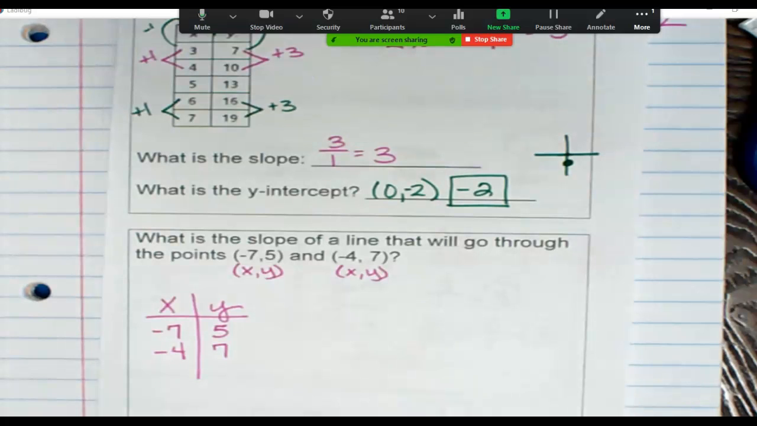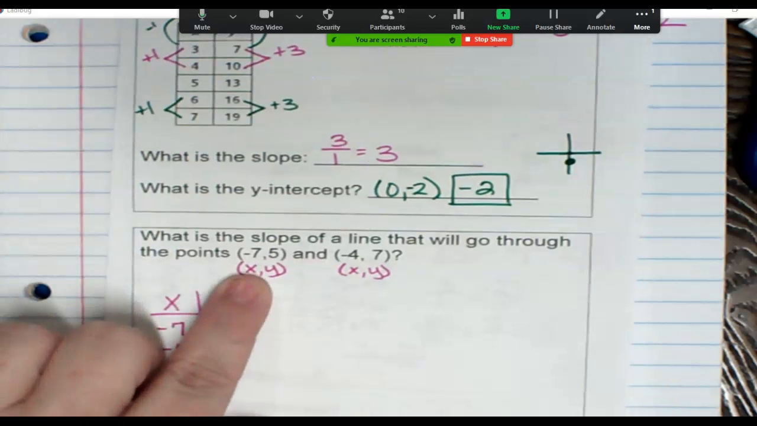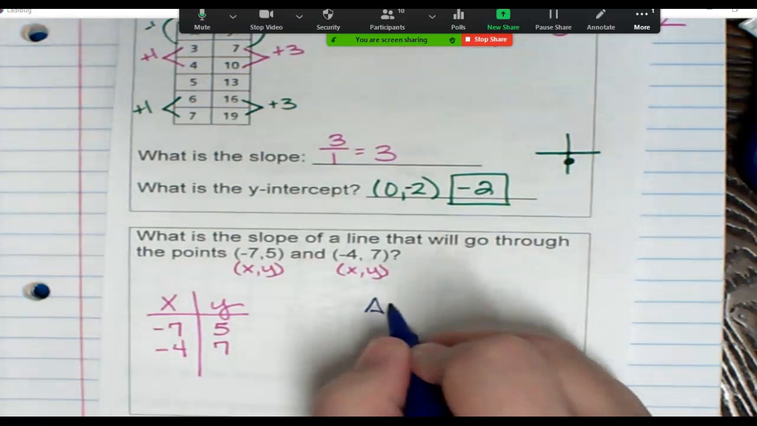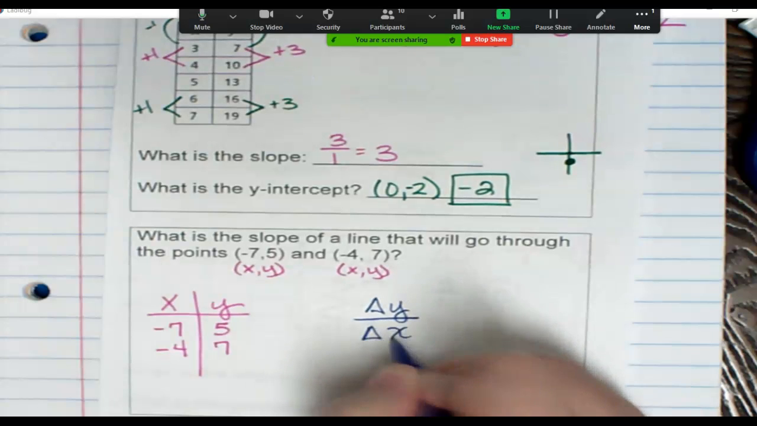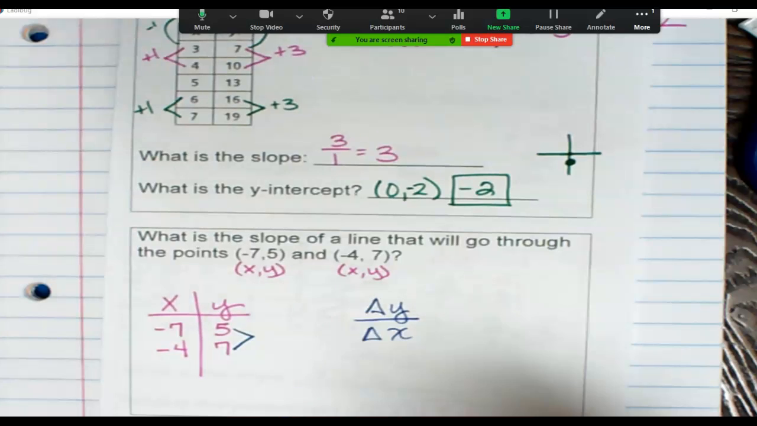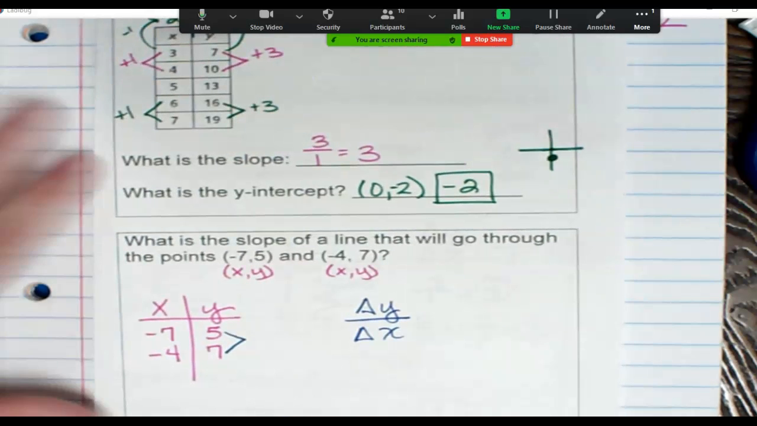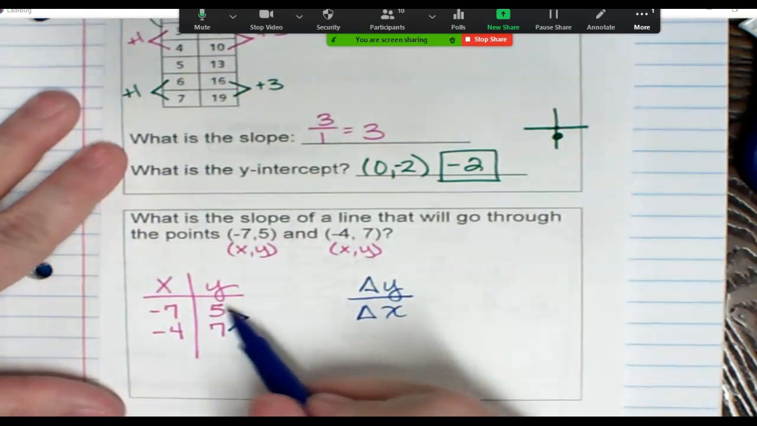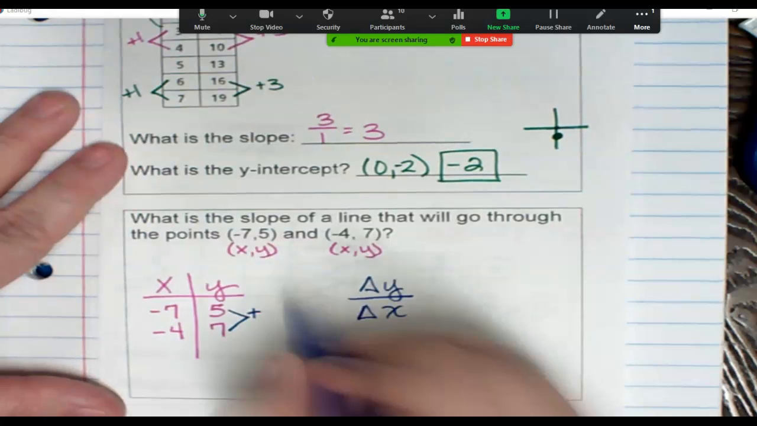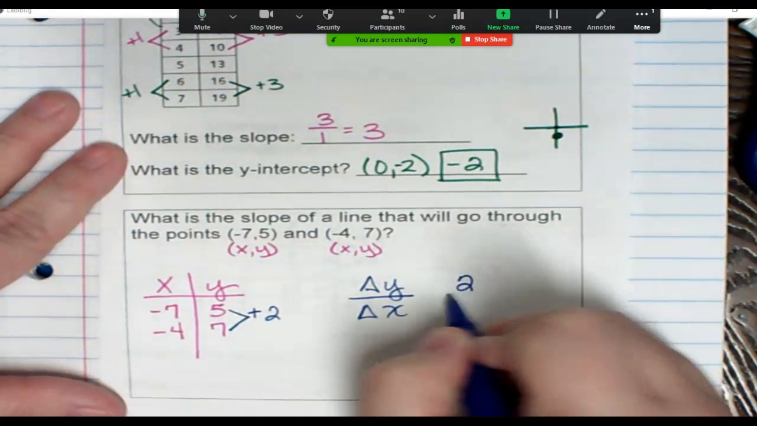So how do we feel about taking those ordered pairs, putting them on a table? Thumbs up, thumbs down, thumbs sideways. Good, good. Okay. X, Y values, X, Y table. Well, now I just have a standard old table. Can I use that table to find my change in Y over my change in X? All right, let's look at it. From 5 to 7, are we getting bigger or smaller? Bigger, so how much are we having to add? +2, so my change in Y is 2.